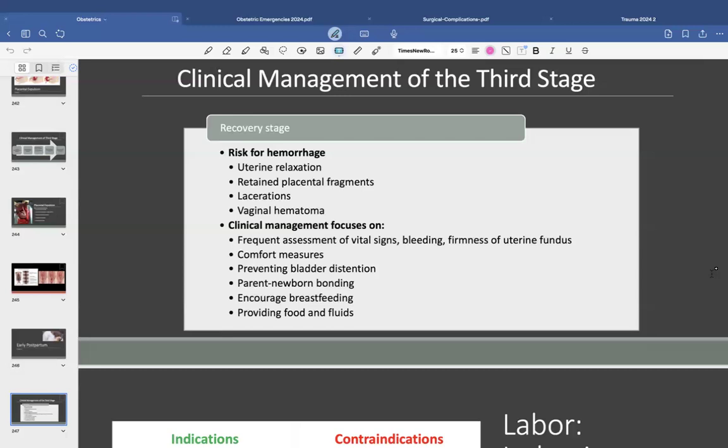Management focuses on frequent assessment of vital signs, bleeding, how firm is the uterus. You want to provide comfort measures. We're working on preventing bladder distension. We want to talk about parent and newborn bonding, that is mom and dad. Encourage breastfeeding, and we want to provide mom with food and fluids, especially if she has had a very light diet or has not had much to eat.